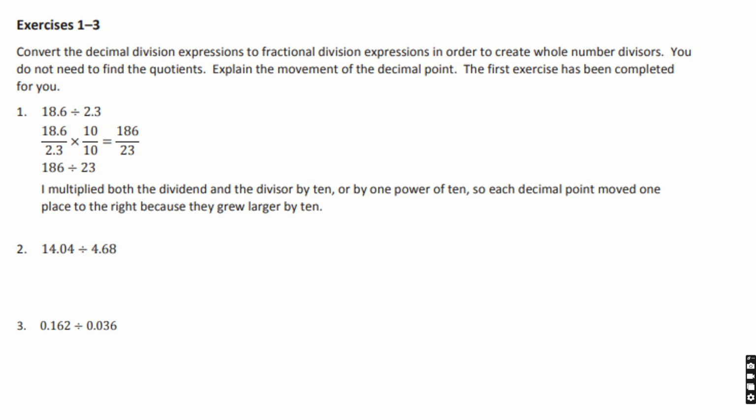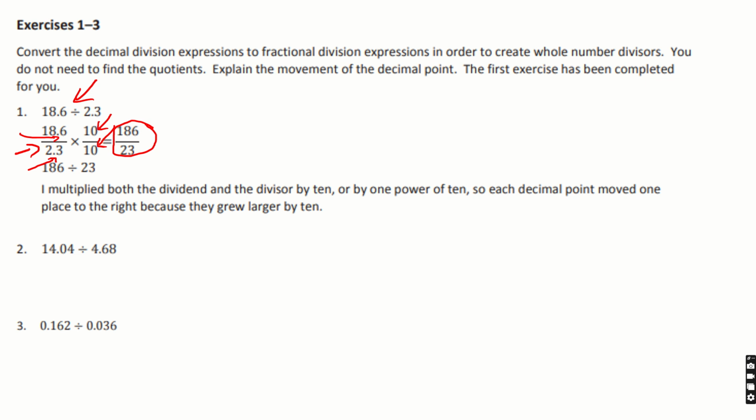All we're doing is we're taking decimal numbers and converting them into whole digit numbers to then divide by. So if you look at this first one, it says convert decimal division expression to fractional division expression in order to create whole number divisors. That's a fancy way of saying take what this is, turn it into a fraction, and then find a multiplier. Remember, the top and bottom numbers have to match, so 10 and 10, so that we get rid of the decimals here and here, right?